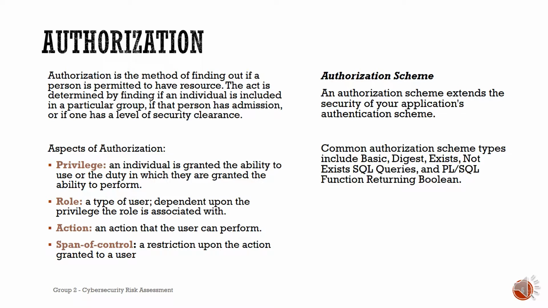Authorization is the method of finding out if a person is permitted to have a resource. The act is determined by finding if an individual is included in a particular group, if that person has admission, or if one has a level of security clearance. Day-to-day examples include checking in with a guest list to an exclusive party. DTL Power uses authorization procedures to control viewer access amongst employees.